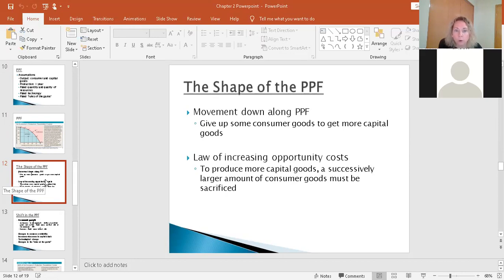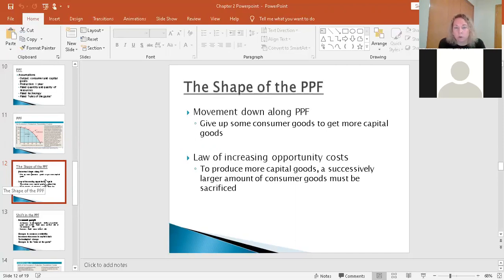So if we do want to produce more capital goods, because we're already being perfectly efficient with our resources at point A, when we go to point B, or any point lower than A, we are giving up some consumer good in order to gain capital good, because you're already using all of your resources, which means you have to give up some of the resources you're using to make consumer goods in order to make the capital goods. So that's the thing about efficiency.